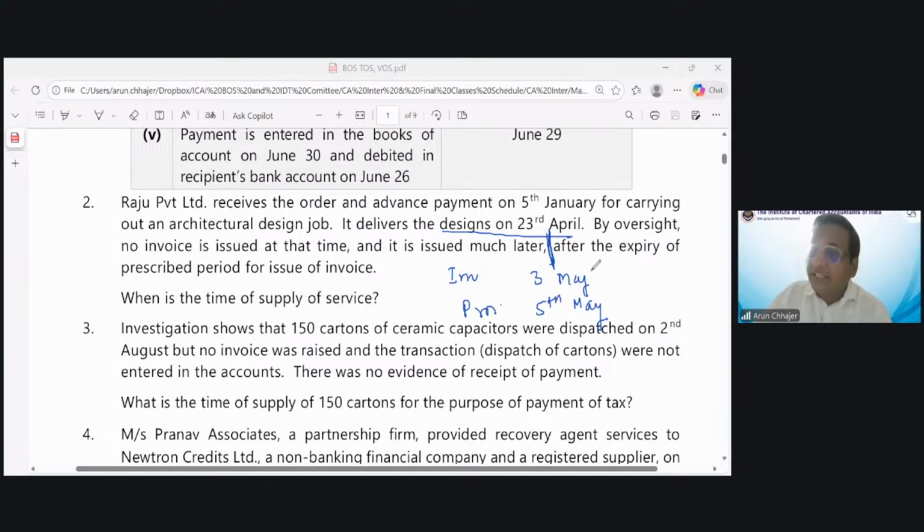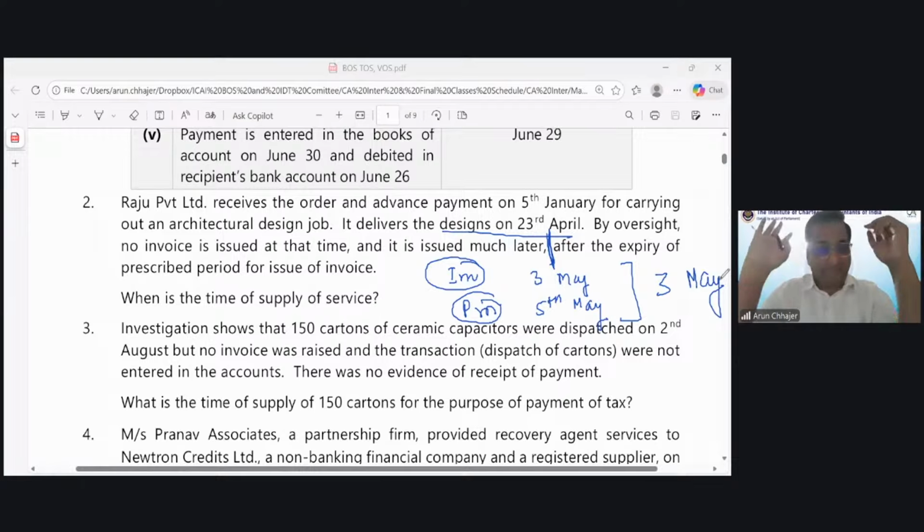And if it is within time, which two dates would be considered? Date of invoice and date of payment, whichever is earlier. So what will be the time of supply? 3rd May. Answer would be 3rd May. Is this point clear?